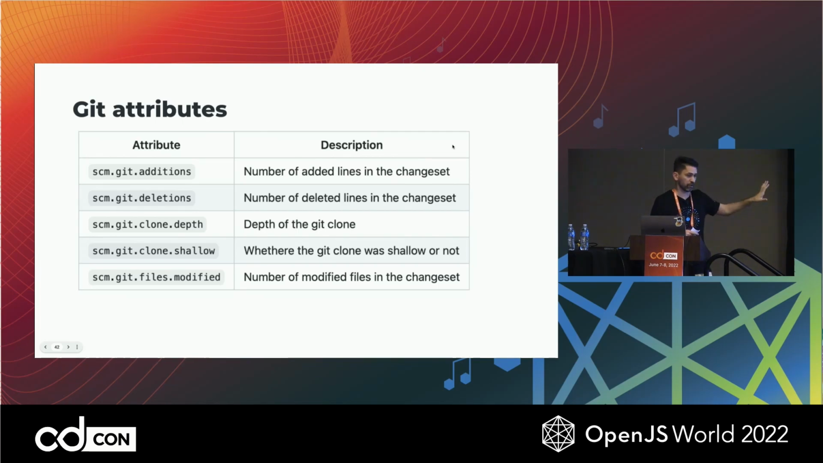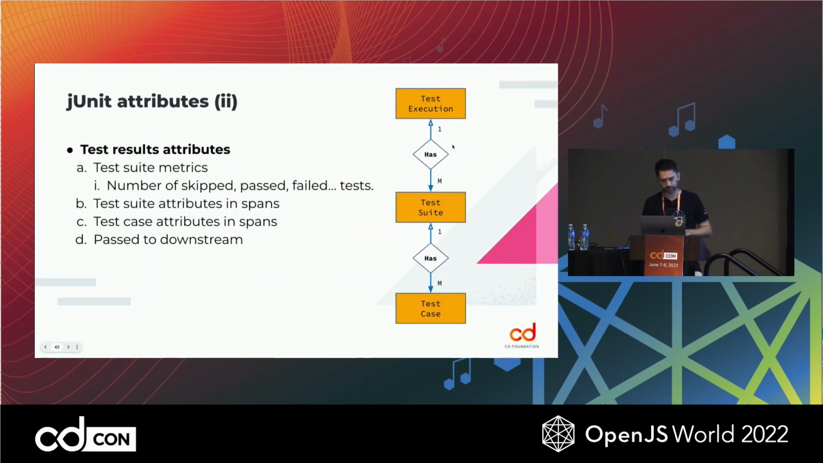This could be extended, of course, because it's in the library. If you contribute a bit more, we can get to an agreement. For Git, something that is specific to Git, like the clone depth, whether it's a shallow clone or not, how many files were modified, how many lines were added, things like that can be added. This is information that is extracted from the repository when the code is executed.